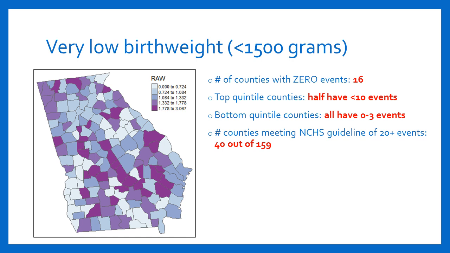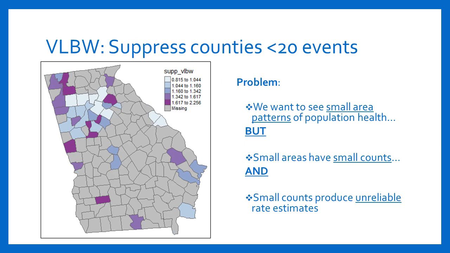So going back to my Georgia situation, I have 16 counties that had 0 events. And looking at my top and bottom quintile, my lightest and darkest color, half of the top quintile counties have fewer than 10 events, and all of the bottom quintile counties only have 0 to 3 events. So of the 159 counties in Georgia, only 40 met the NCHS guidelines for representing the data. And this is what the map would look like if I only mapped the information that met the NCHS suppression criteria. So this is problematic for 2 reasons, because we would like to represent small area variation in very low birth weight, and we certainly recognize that small counts produce unreliable rate estimates.